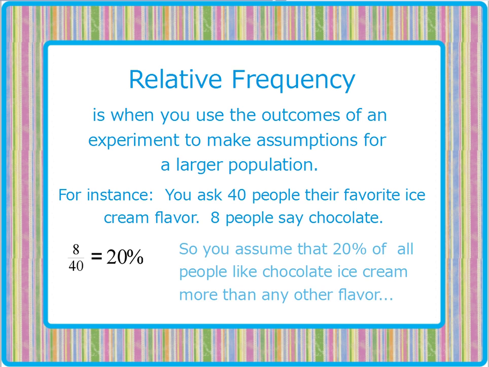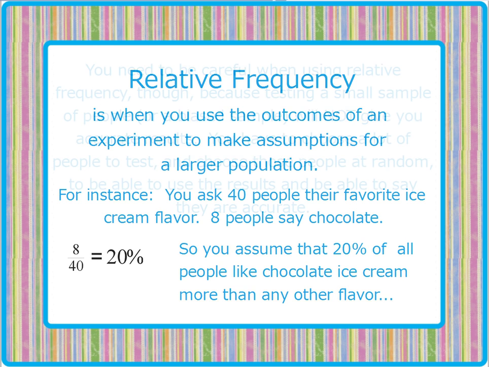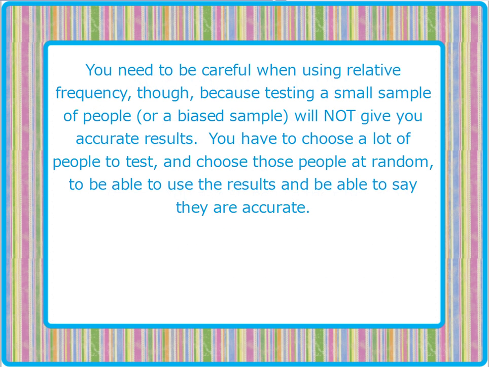Now, there's a problem, right, when using relative frequency. 40 people were not a very big sample, right? So we need to be careful when using relative frequency because testing a small sample of people will not give you accurate results. You need to choose a lot of people to test and choose those people at random to be able to use the results and say they're accurate.